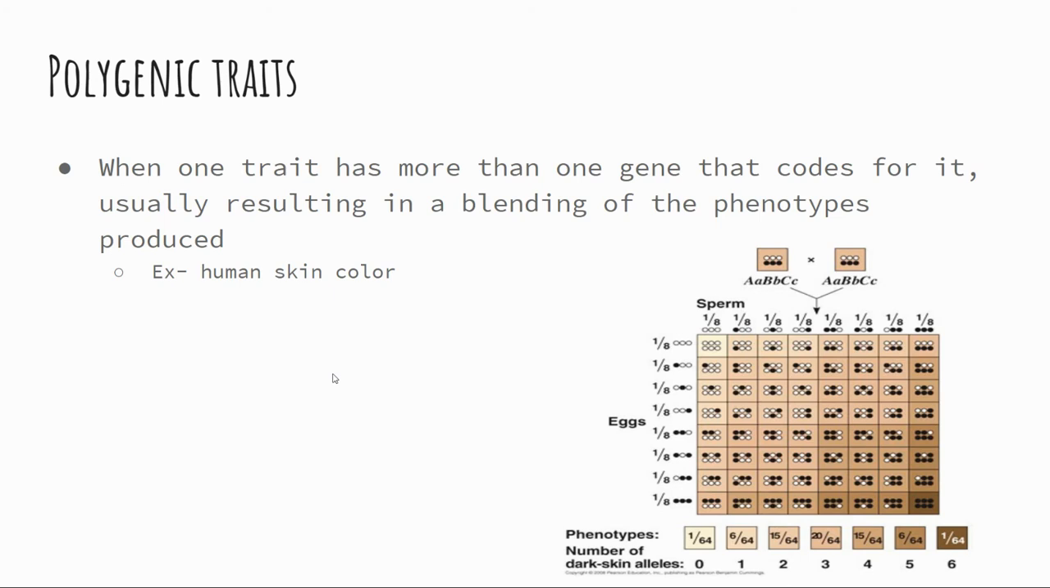Polygenic traits is when one trait has more than one gene that codes for it, usually resulting in a blending of phenotypes. All right, so an example is human skin color. There are a lot of different shades of human skin color, and it's going to be portrayed in a lot of different ways.